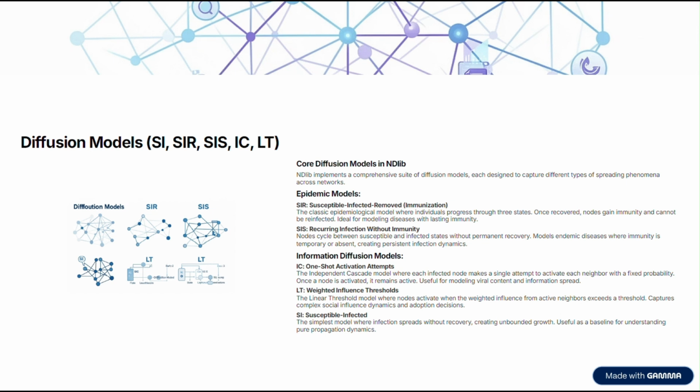Now the SI model, the "everyone gets it" model. This is the simplest version. People get infected with the idea and never recover or leave. Eventually the idea spreads to everyone in the group. Think of a permanent piece of news that everyone eventually hears.